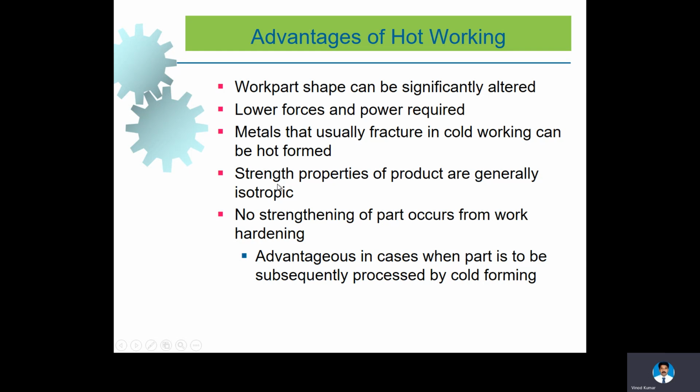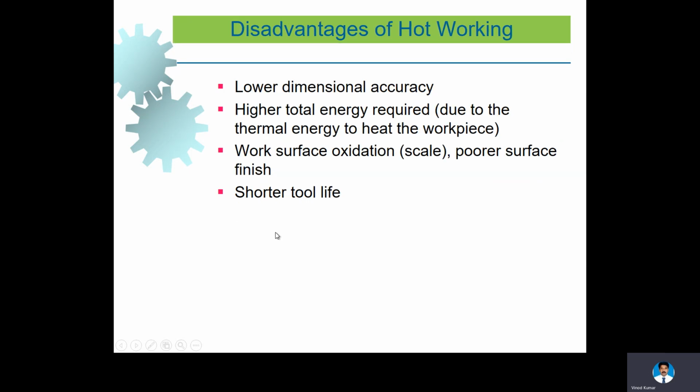Strength properties of the product are generally isotropic. That means it will produce a homogeneous structure, so isotropic properties will be produced. No strengthening of the part occurs from work hardening. This is an advantage in cases when the part is to be subsequently processed by cold forming.